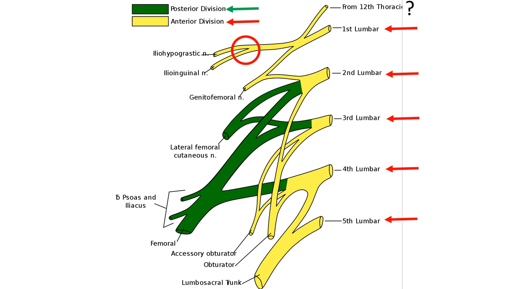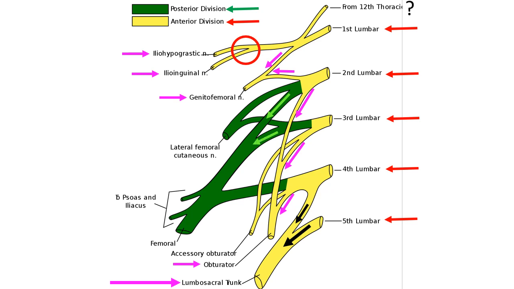Now L1 is going to bifurcate into iliohypogastric nerve and ilioinguinal nerve. Now L1 and L2 anterior divisions will unite and form the genitofemoral nerve. L2, L3 and L4 will form the obturator nerve. L4 and L5 will form the lumbosacral trunk that connects the lumbar plexus with the sacral plexus.